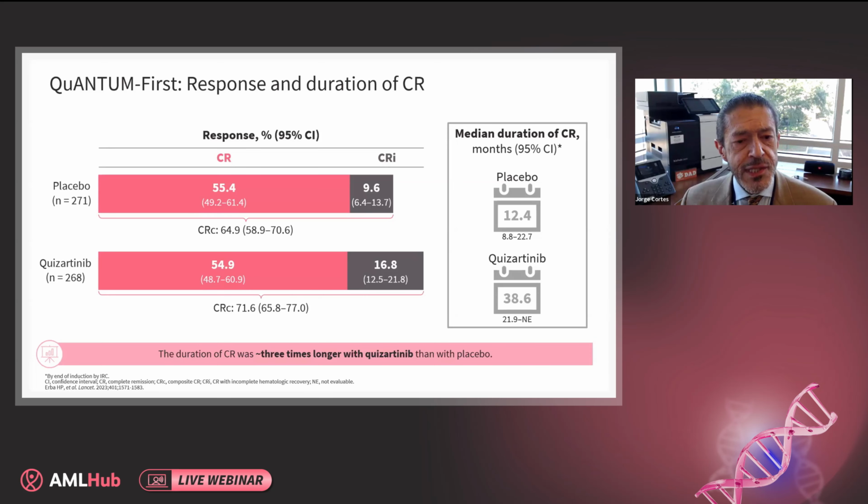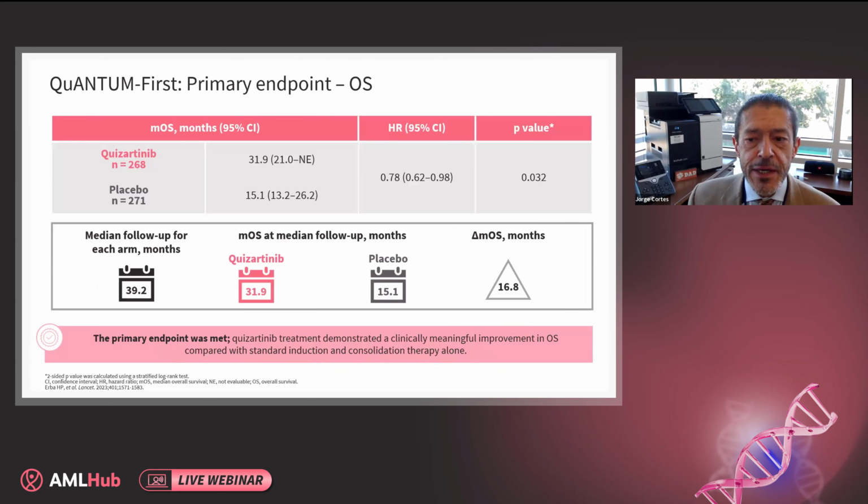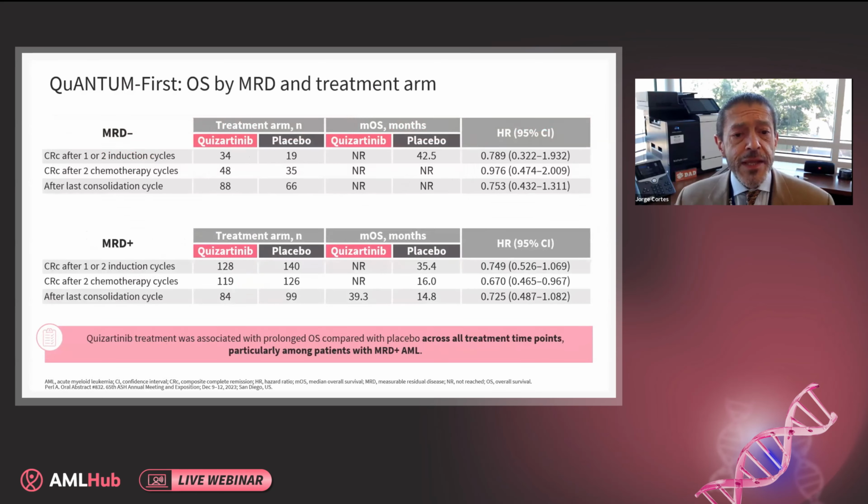But more importantly, on the next slide, the survival was significantly better for the quizartinib-treated patients, and that was why this drug was then approved also in the frontline setting in that same context, in combination with chemotherapy. Now, it is important to remember that the benefit may be related to MRD. So in the patients that are MRD negative after the induction or after the consolidation, there is a trend for benefit for quizartinib, but it is very modest.